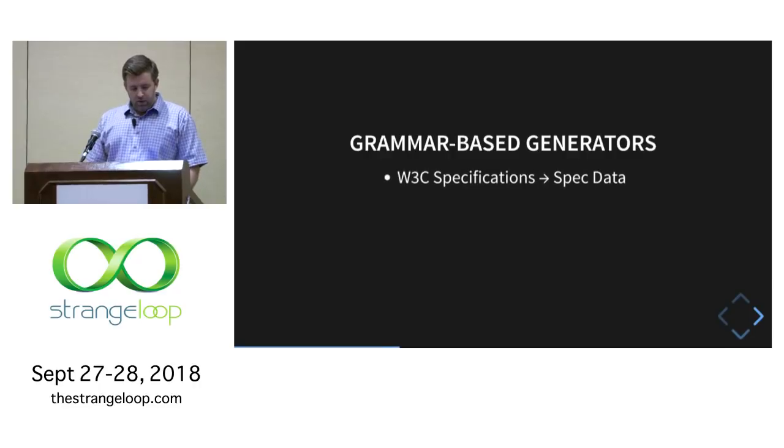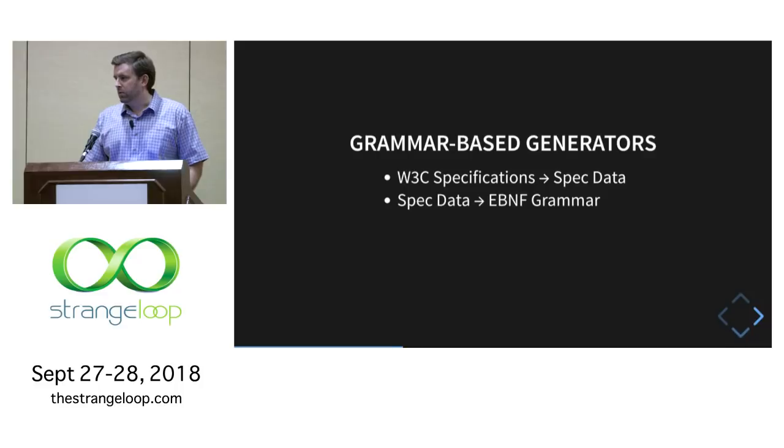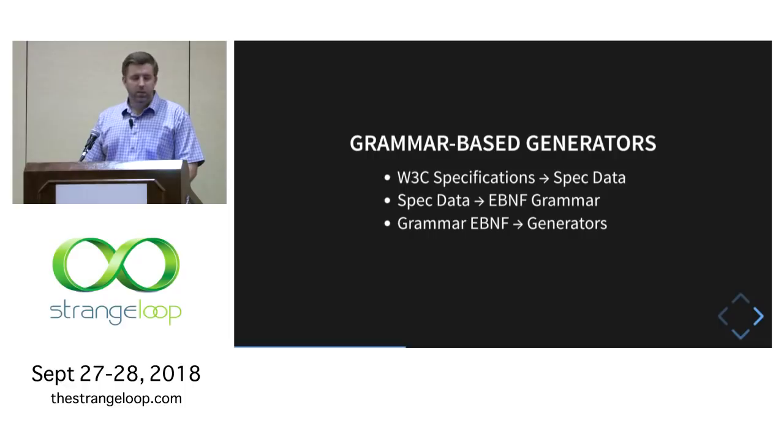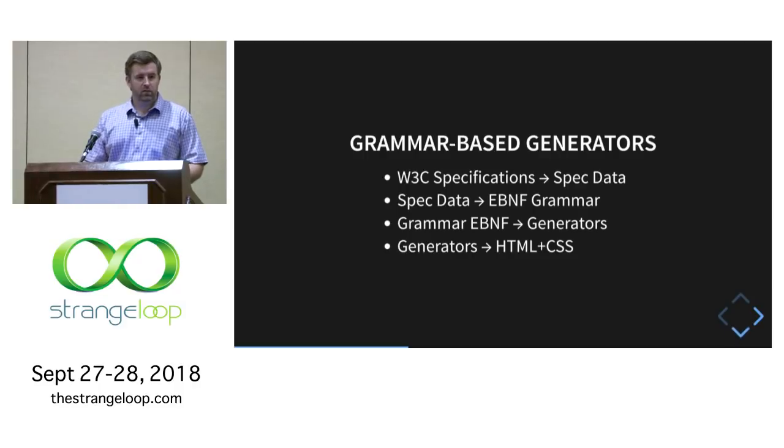All right, so our basic approach is that first we download and normalize data from the web standards into spec data. Then we take that spec data and translate it into EBNF grammars. It's sort of a standard language for context-free grammars. Then we take that EBNF grammar and translate it into Clojure generator functions in test.check. And then the test system loads those generator functions and uses them to generate our final test cases that it's going to test with.